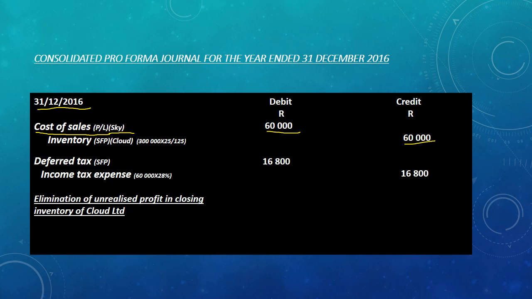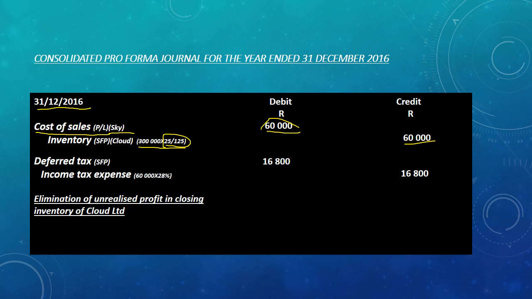So why is this the case? This is because Sky Ltd is the one which is making the unrealized profit, since they are selling at a profit to the parent. So on 31 December, the parent, which is Cloud Ltd, had inventory of 300,000. We are basically removing the unrealized profit through this calculation, the 25 divided by 125. We are removing the unrealized profit from the inventory of Cloud Ltd by performing this calculation.